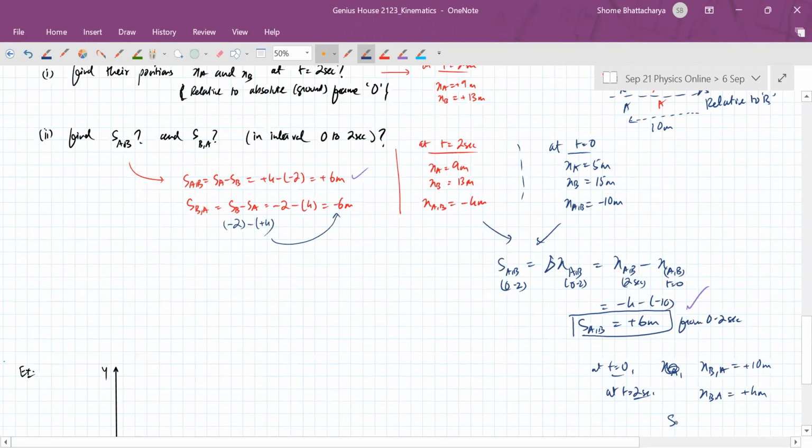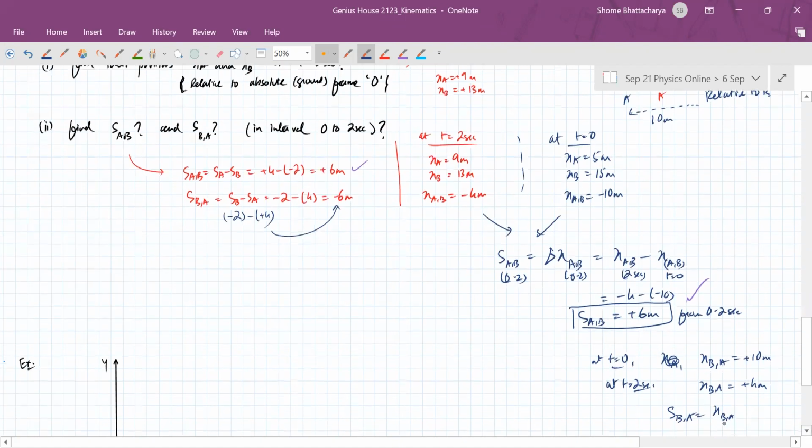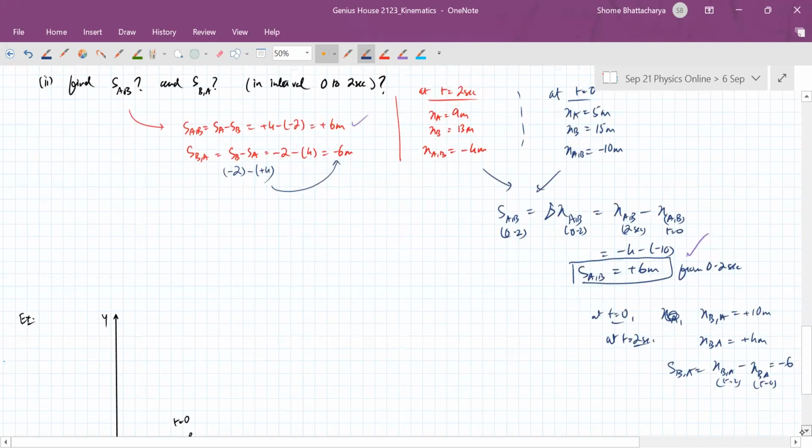Yes, sir. S of B with respect to A is X of B with respect to A at t equal to 2 minus the initial position. So you can see that it is becoming this minus this. So it's -6. So to A, it looks like B has come closer to him along the negative x-axis by 6 meters. Okay, I got it? Yes, sir.